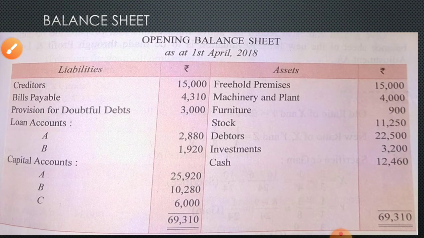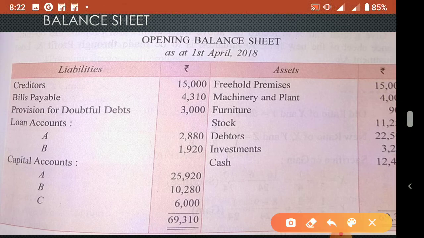Okay, 15,000. Then machinery, what happened? Overvalued, so we have to reduce. It was 4,500, now it becomes 4,000. So everything, you have to write the new value. New value means if it is not changed, only the adjustment whatever is given, that only you make change.